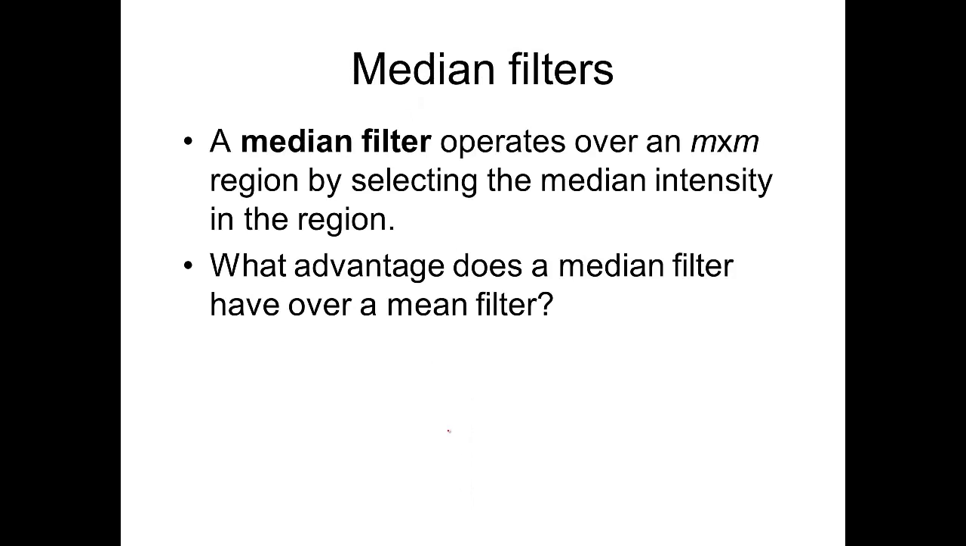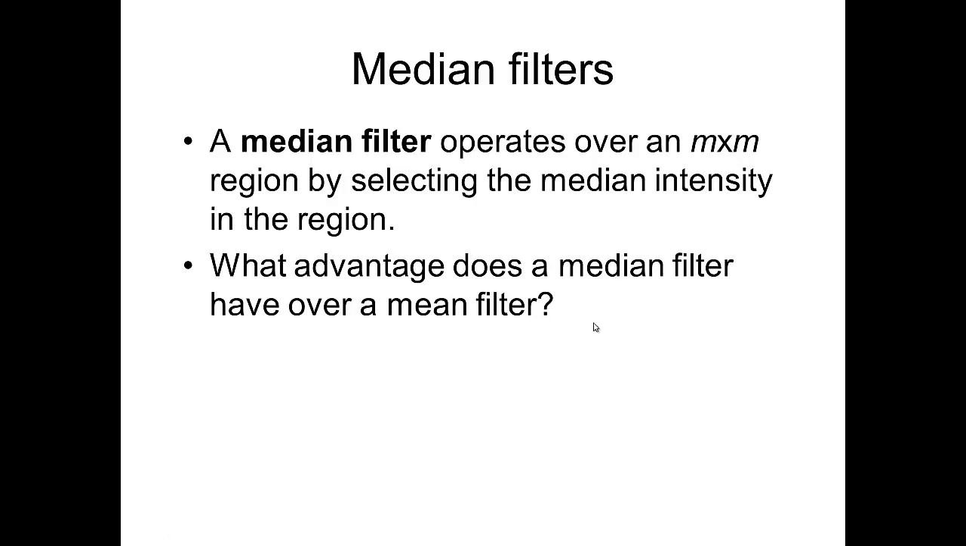Median filter. Besides the Gaussian filter and mean filter, another filter is called the median filter. The median filter is not related to convolution. In fact, a median filter operates over an m by m region by selecting the median intensity in that region. We will see the advantages a median filter could have over the mean filter.